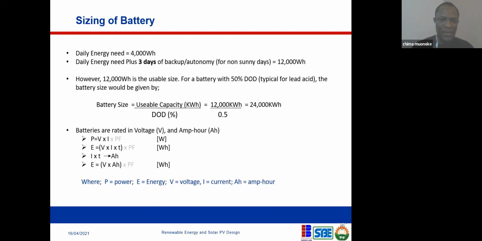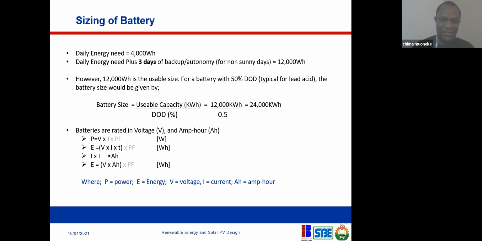Batteries are usually rated in voltage, represented by V, and amp hour. If you look at the data sheet for your batteries, you're going to see the voltage of the battery and the amp hour. Even your mobile phone batteries are rated this way. To determine the amount of energy it can hold, remember that energy is watt hour, that is power times time. So we go back to our formula: power is equal to voltage times amperage.